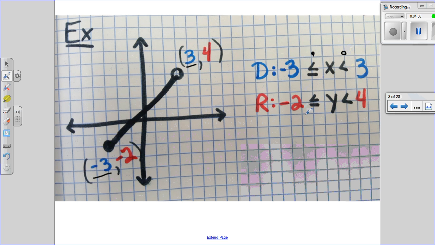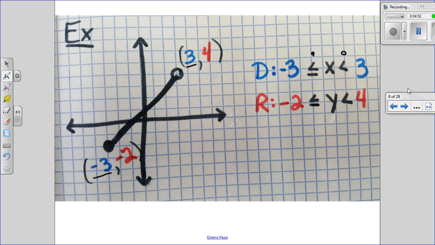Okay, same thing goes with the y. We look at the bottom one, it's a closed circle. So we have that equal sign here. The top one is an open circle, so we do not have the equal sign. So in this case, both follow the same pattern. Okay, and that's pretty much it. If you have any questions, let me know.